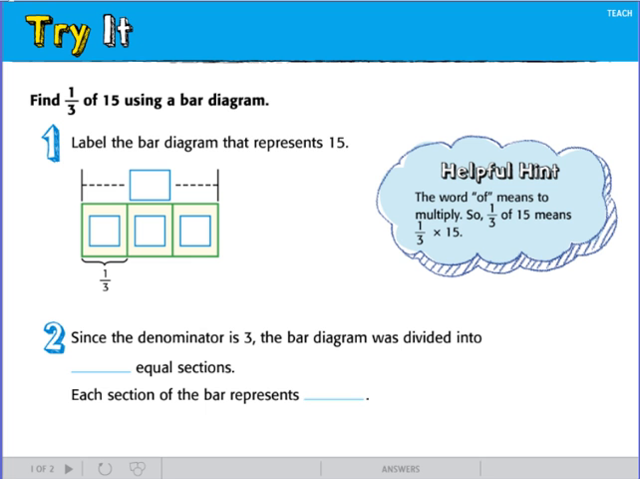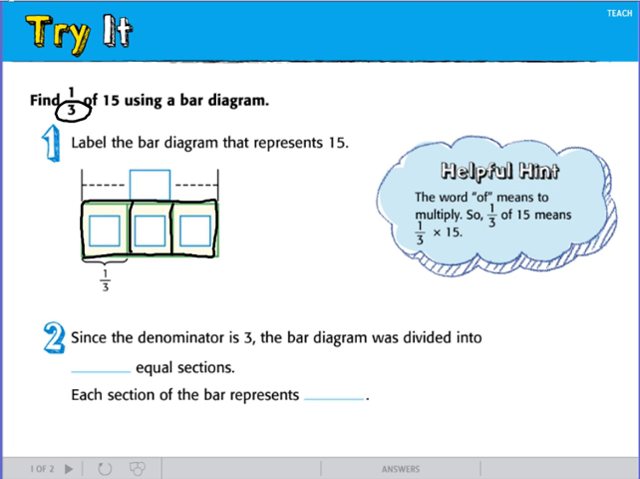So now we're going to find 1/3 of 15 using the bar diagram. So our bottom number, our denominator, is what? 3. So how many sections do I need to separate our bar diagram into? 3. So here they've drawn one for us already. So 1, 2, 3. There's 3 sections.